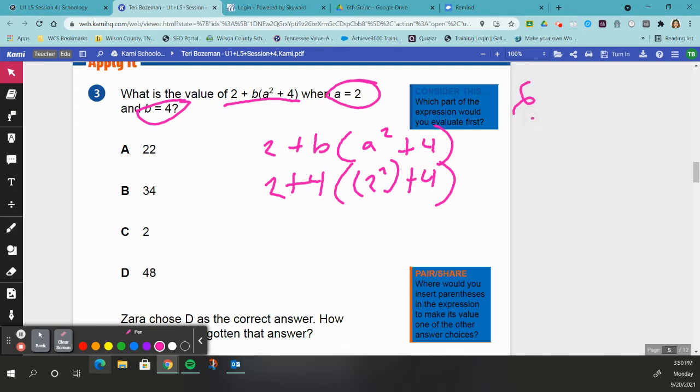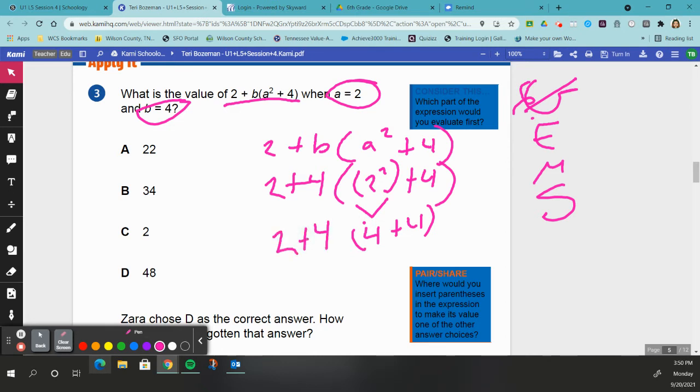So now we're following GEMS. That should be a G. So GEMS, groupings is where we start. Within that grouping, we have an exponent, so we start there. 2 squared is 2 times 2, which is 4. Bring every other part of your expression down.